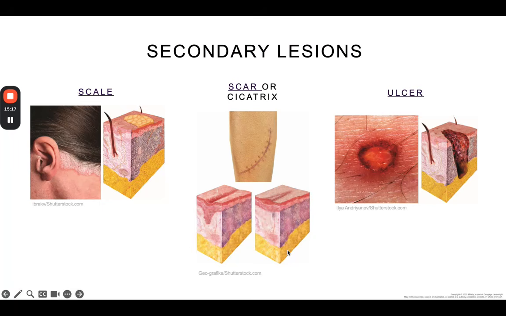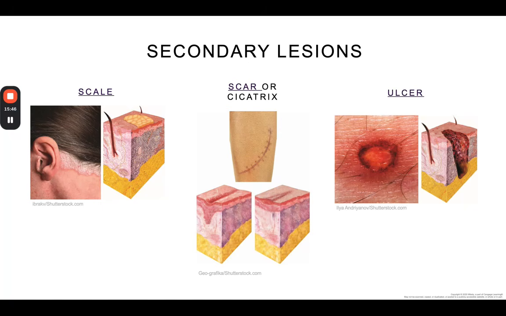Next, we have scales. Scales are also secondary lesions. Scales are thin flakes. They can be dry or they can be oily, but they are epidermal flakes. Examples of scales or scaly skin could be associated with excessive dandruff, or if your client has psoriasis or maybe even seborrheic dermatitis, you may notice scales on their skin or their scalp.